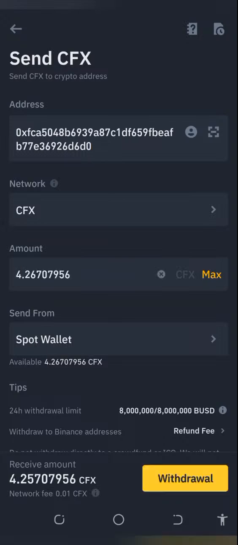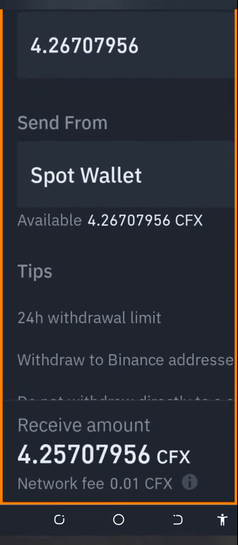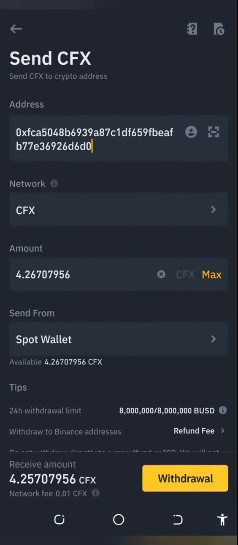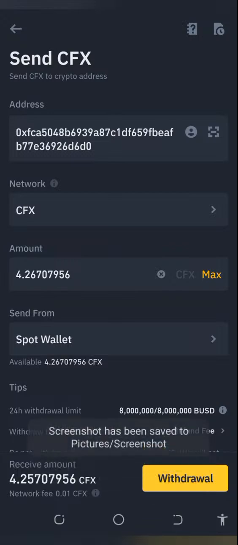So let's put the max. I think we're good. Is there anything we need to take note of? I think it's fine. Okay. So let's take our screenshot. Everything looks good. Normally, when the address is wrong, you'll see a red. It will just show you that it's wrong. Okay, but now it looks like it's good. So I'm just gonna go ahead and click on withdrawal.